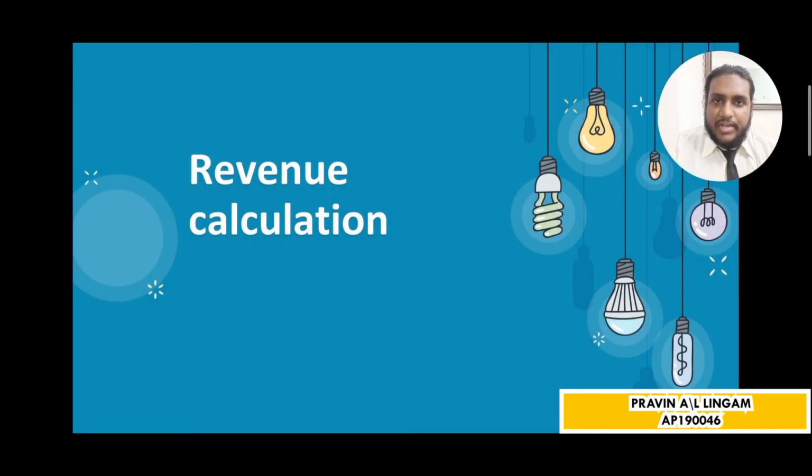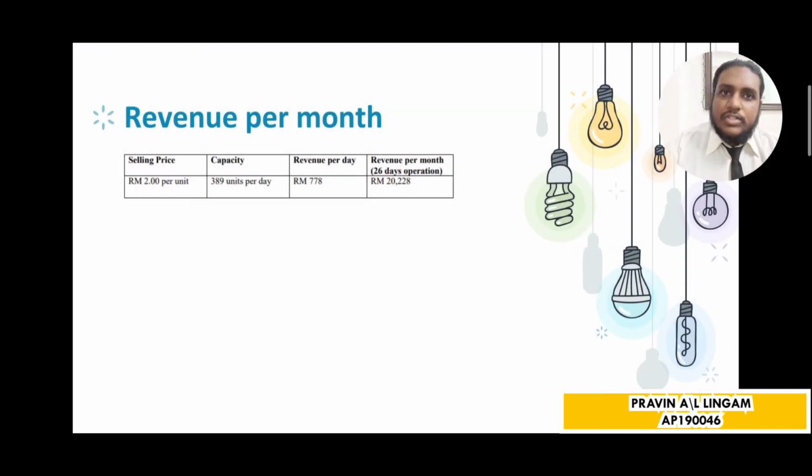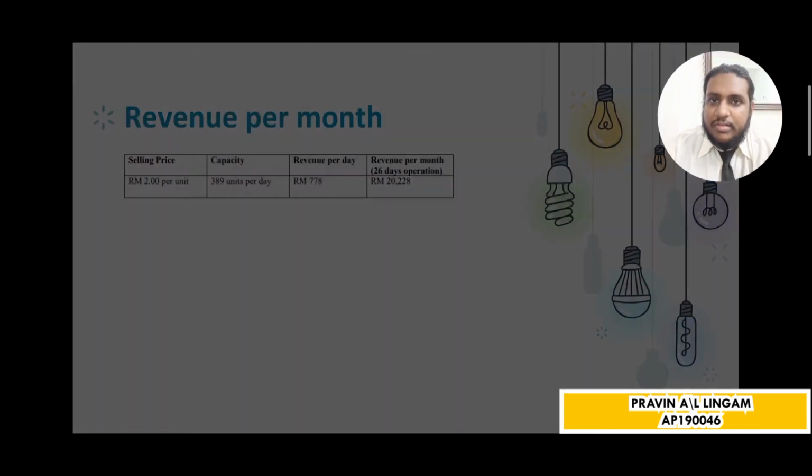Now I'm going to explain about the revenue calculation. So for the revenue calculation, the revenue per day is 2 ringgit times 389 units, which you will get 778 ringgit, and revenue per month is 778 times 26 days. The per month, 1 month is equals to 26 days of operation. So then you will get 20,228 ringgit.